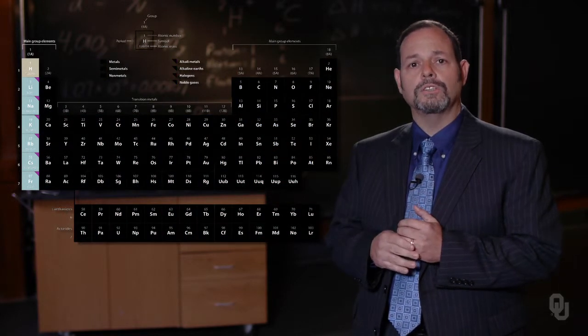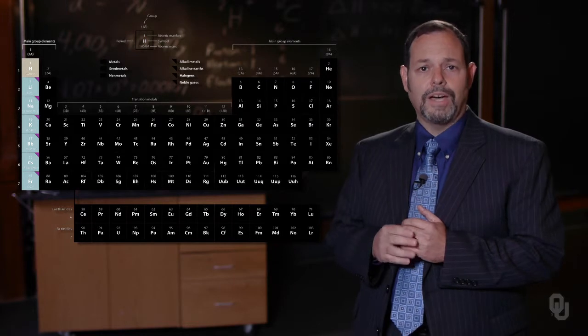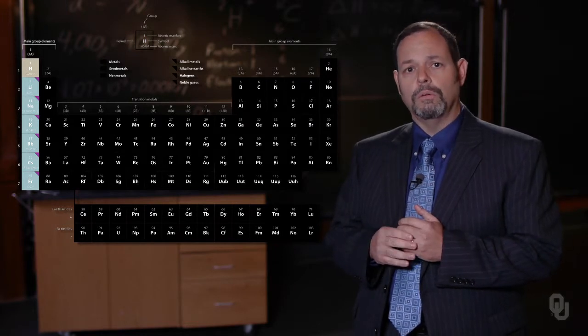Let's focus on our main group elements. And to start, let's look at group 1A. That's hydrogen, lithium, sodium, potassium. If we look at the electron configurations for this group, we start with hydrogen with a 1s1, lithium 2s1, sodium 3s1, and potassium 4s1. You'll notice that the valence electrons, the outer electrons, are always s1. What's changing is the energy levels.